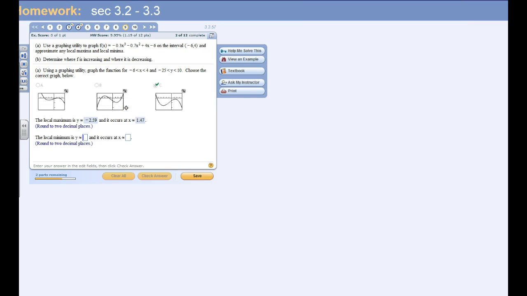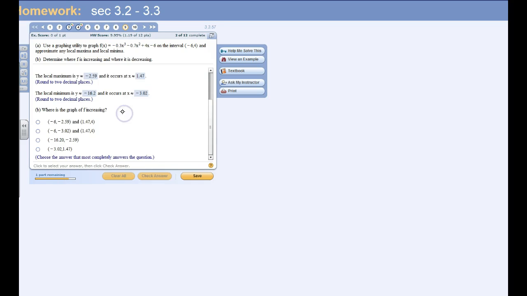And so next they're going to ask for the minimum, which I had found before. Kind of is interesting that they're asking for the y value before the x value, usually an ordered pair as an x comma y, but read carefully and enter carefully. The next part says, where is the graph of the function increasing?